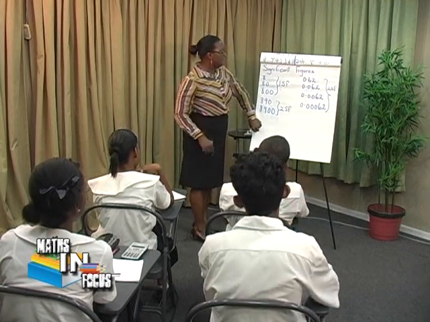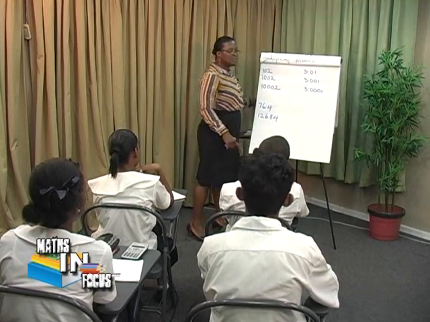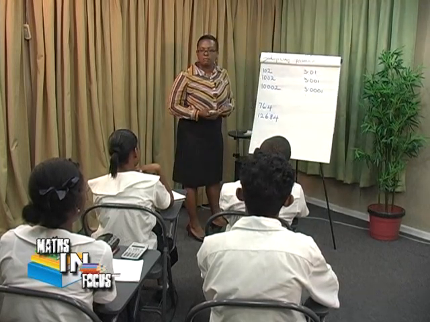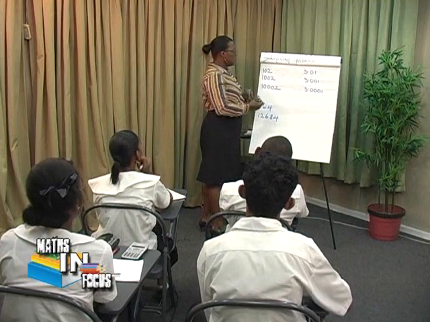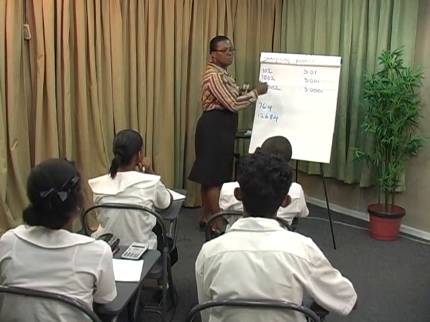However, what happens when they appear somewhere in between the figures? For example, we have 102, 1,002, 10,002.